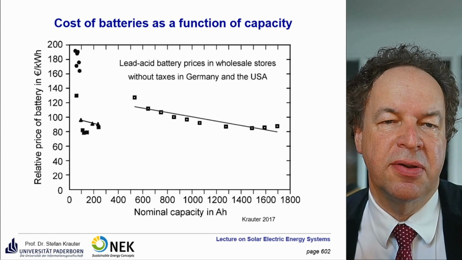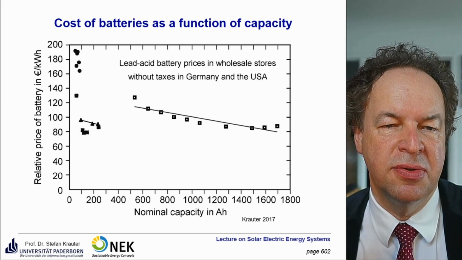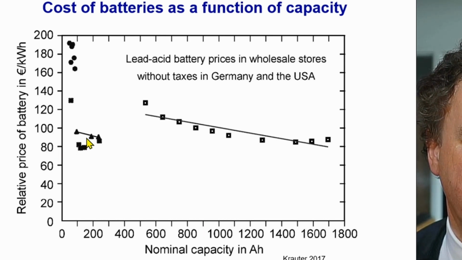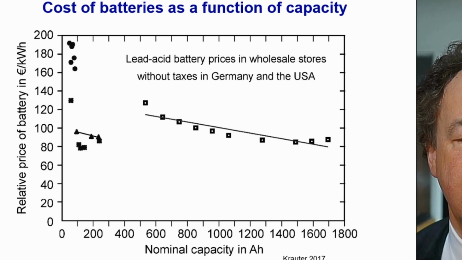The cost of the batteries as a function of capacity, you see here, very small batteries are quite expensive, so mid-size are the cheapest ones here, in the vicinity of about 100 euro per kilowatt hour. When you come to industrial batteries, they usually are not sold as often as, for example, car batteries, and they are a bit expensive. Only if you go to a very large size, you have some price reduction.